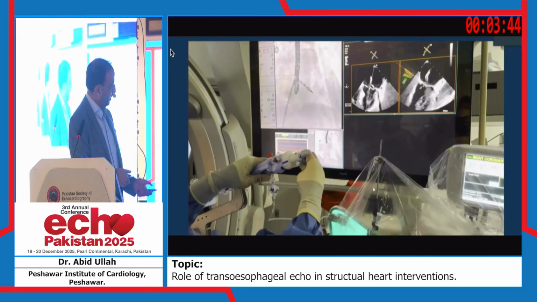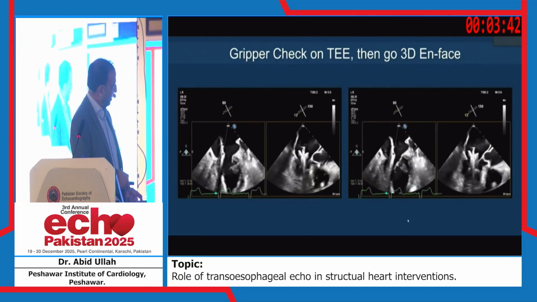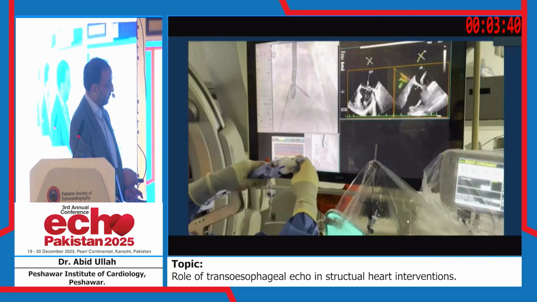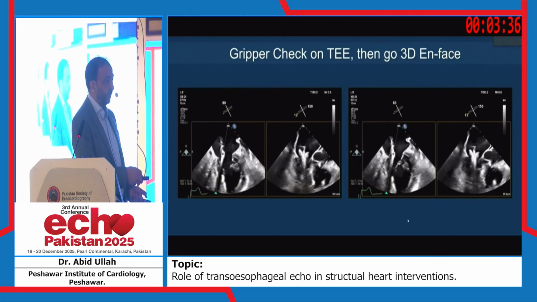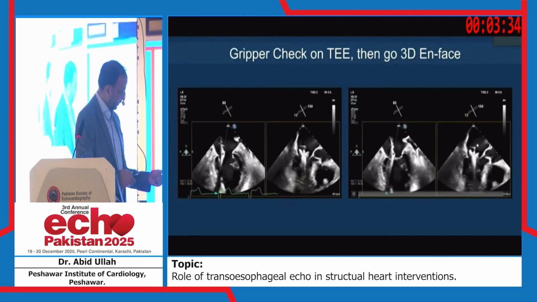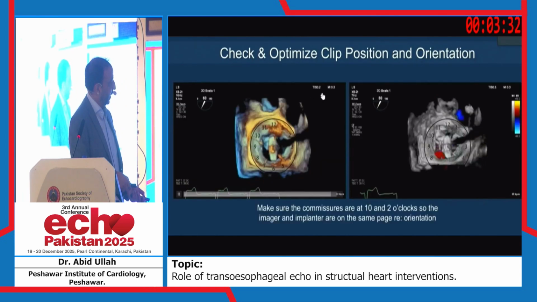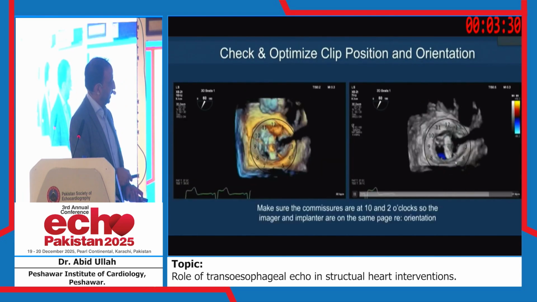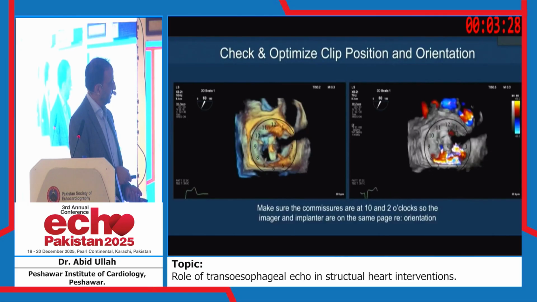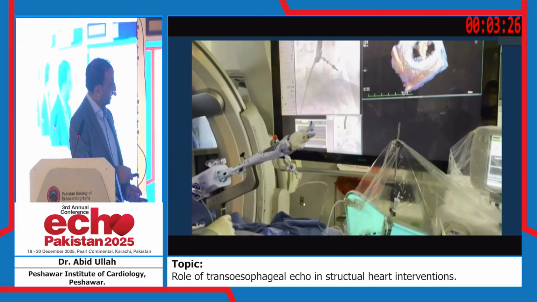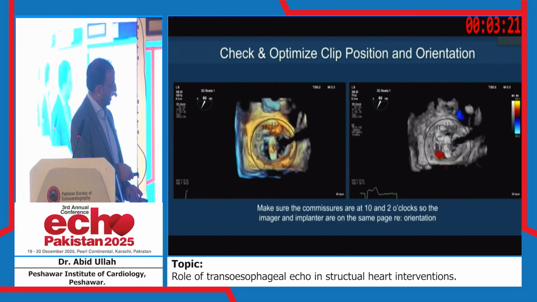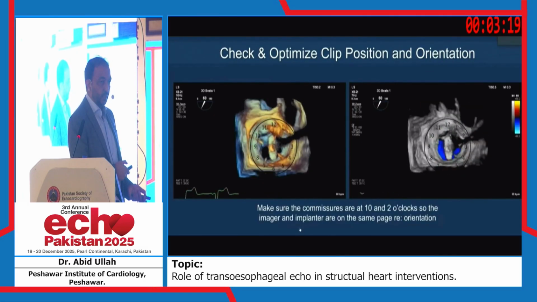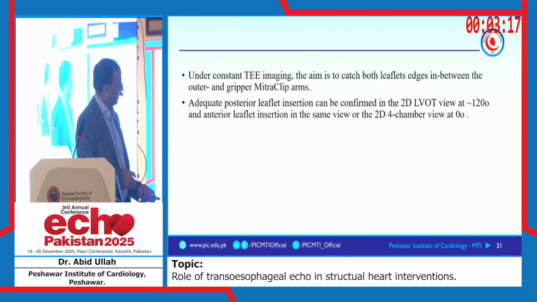So in the bicommissural view, you wouldn't see the wings of the mitral clip. The wings of the mitral clip can only be seen in the LVOT view, and you want to have the nice opening of the mitral clip wings there. Then you go 3D en face. Again, as I earlier said, the aorta needs to be anterior to the mitral valve, and the clip position is confirmed there.